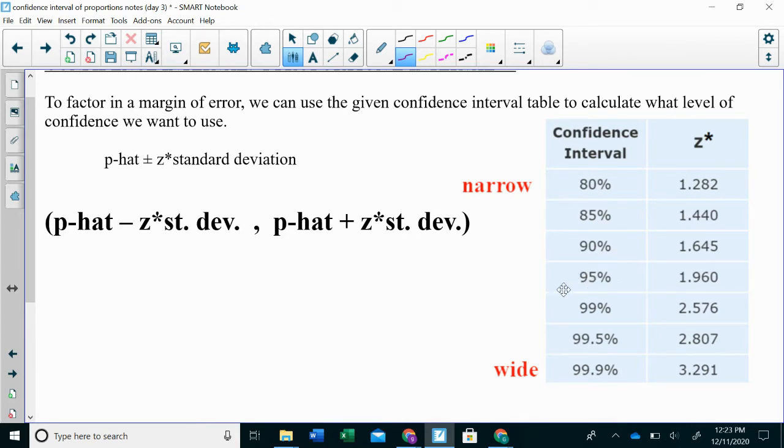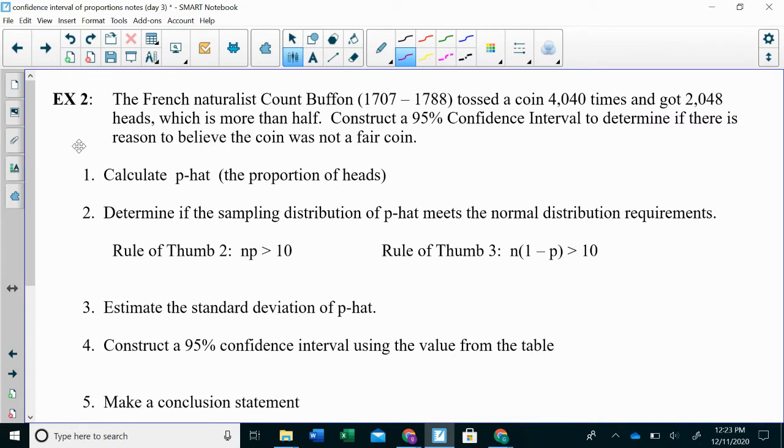Now, we will practice some problems where it may ask us about 99%. So as you read the problem carefully, make sure you pay attention to what level of confidence the problem is asking you to use, and then choose the correct Z interval number from this table that's on the screen. So let's continue with practicing and learning this systematic process.